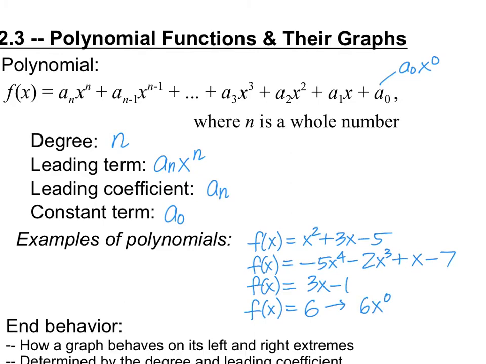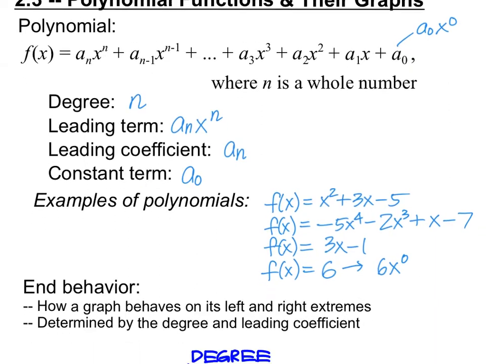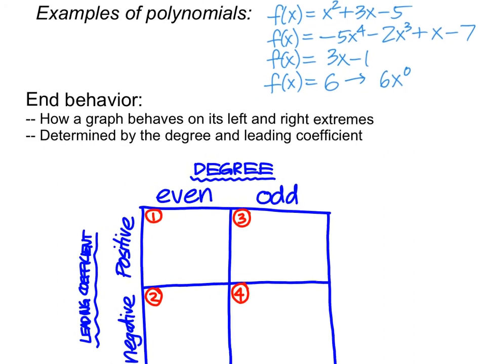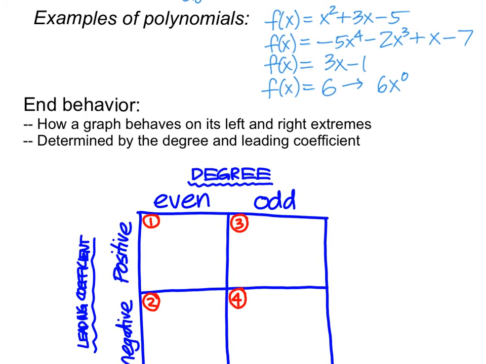All right, the first key feature of a polynomial that we're going to look at is end behavior. End behavior is how a graph behaves on its left and right extremes. It's determined by the degree and the leading coefficient. Now, let me show you some examples up over here. Sometimes polynomials look like that. Sometimes they look like that. Sometimes they look like that.